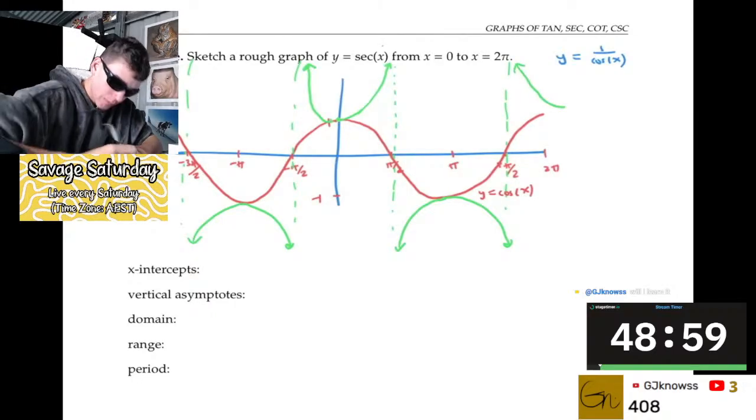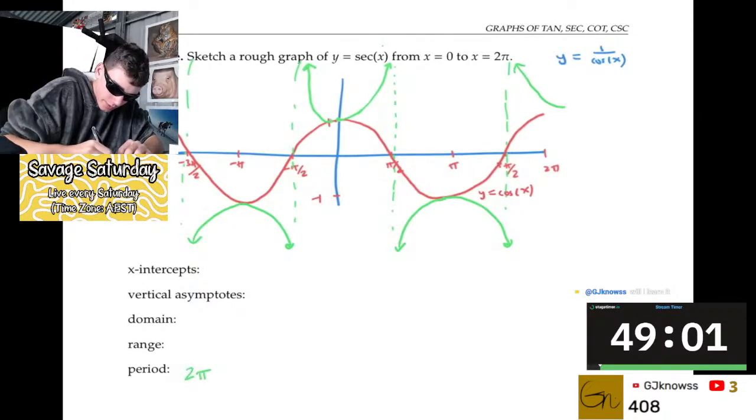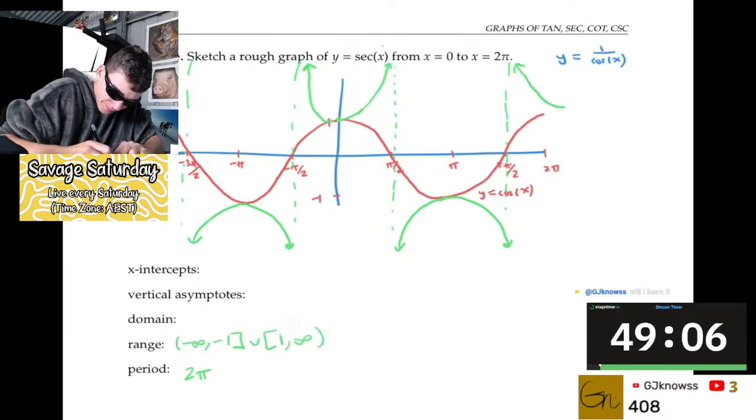Notice that secant has a period of 2 pi, which makes sense since cosine has a period of 2 pi. It has a range that goes from negative infinity to negative 1 inclusive, and from 1 to infinity. That makes sense because the range of cosine is between 1 and negative 1, and we're taking the reciprocal of those values. The domain is everything except for the vertical asymptotes.